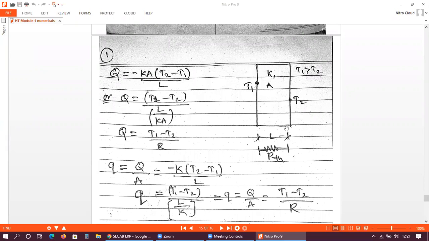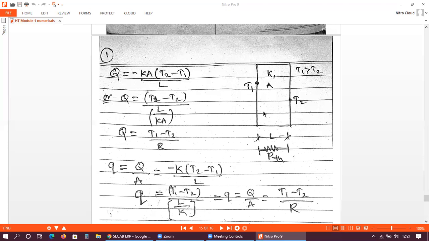As you can see, there is a single wall having a thickness L, with temperature T1 at the left face and T2 at the right face. This wall has a thermal conductivity K and area A, and temperature T1 is greater than T2, so heat will transfer from the left face to the right face. The resistance offered by the wall is given by RTH, the thermal resistance offered by the wall.